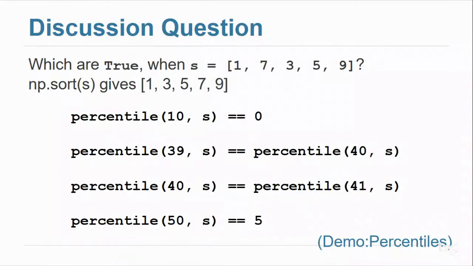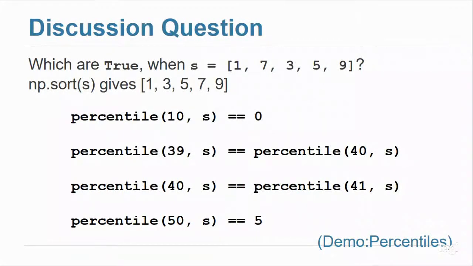What's the 50th percentile of S? 50% of 5 is 2.5. We round that up to 3. The third element of the ordered list is 5. And so the 50th percentile of S is exactly 5.